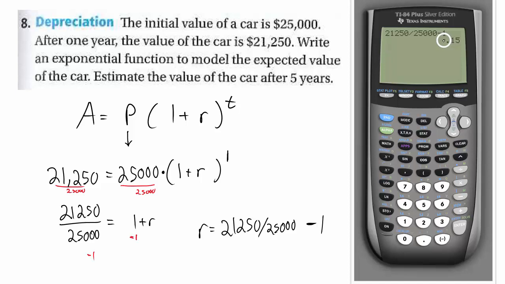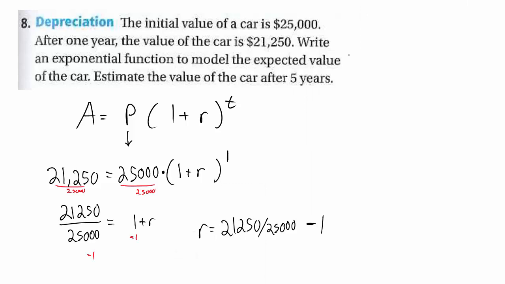So we're getting a negative R value. That's weird. So we're at negative 0.15. Well, the rate is a percentage rate. So what does that mean? That means we're losing 15% of our value each year.